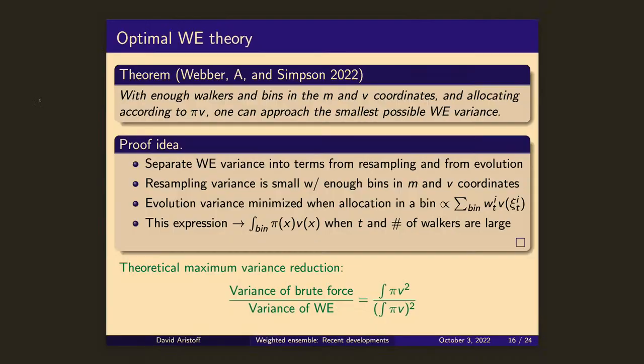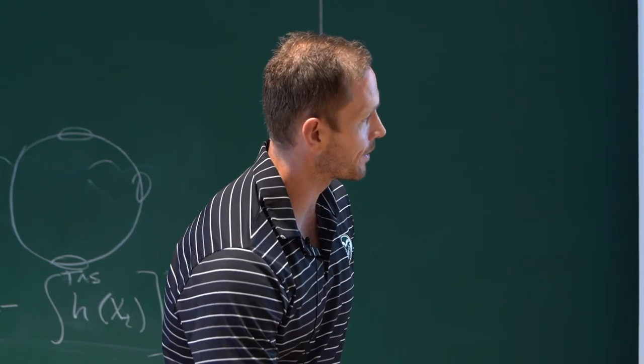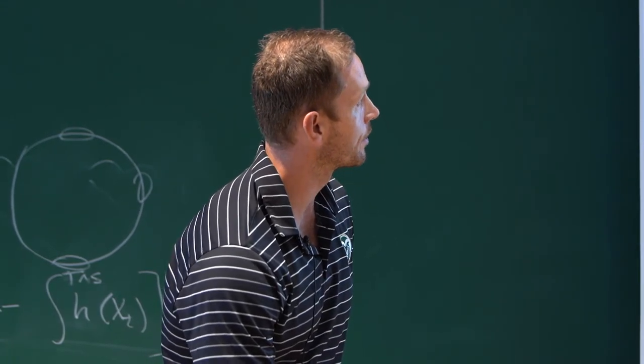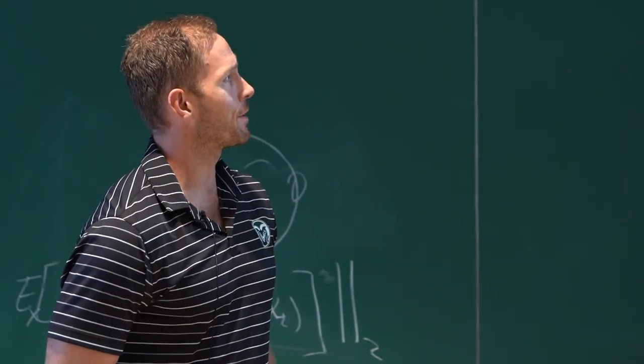The theoretical maximum variance you can reduce by is this formula here. In practice, you'll have a V function that is very, very variable. In certain regions it will be really large, in certain regions very small, and this will be a large quantity in complex problems. What do we do in practice?